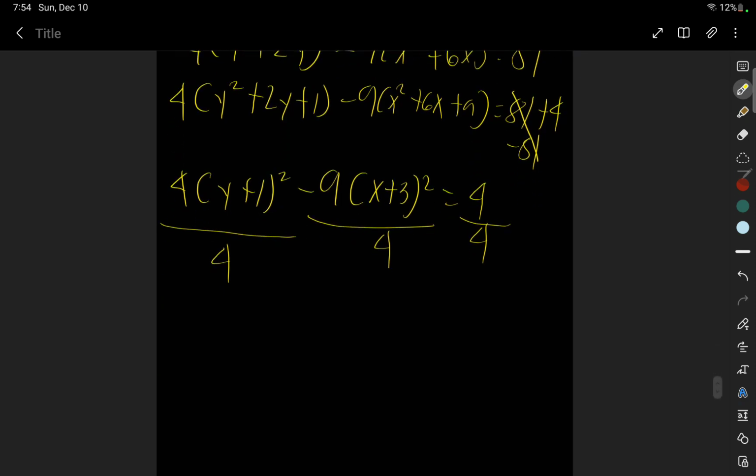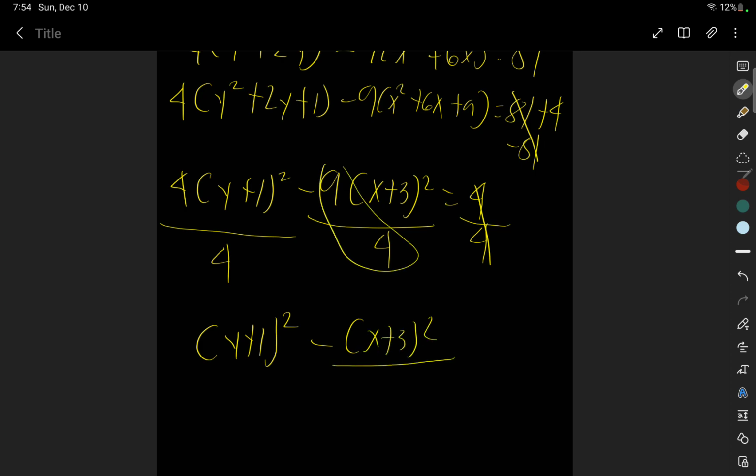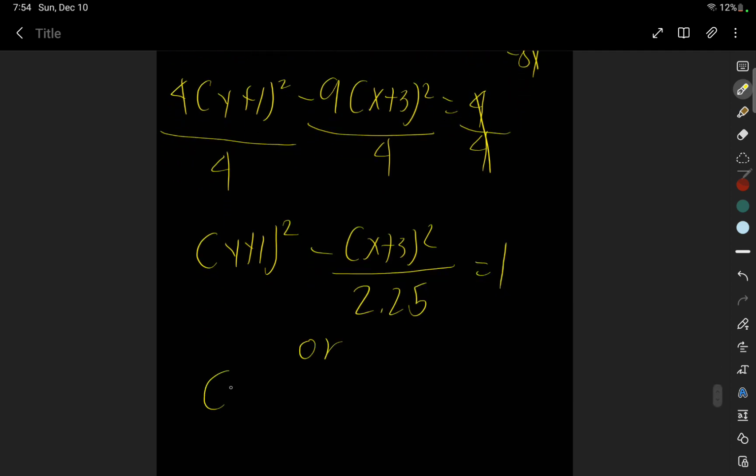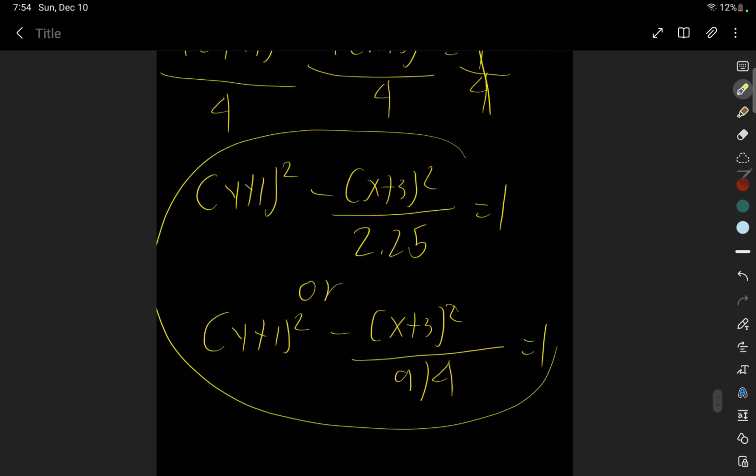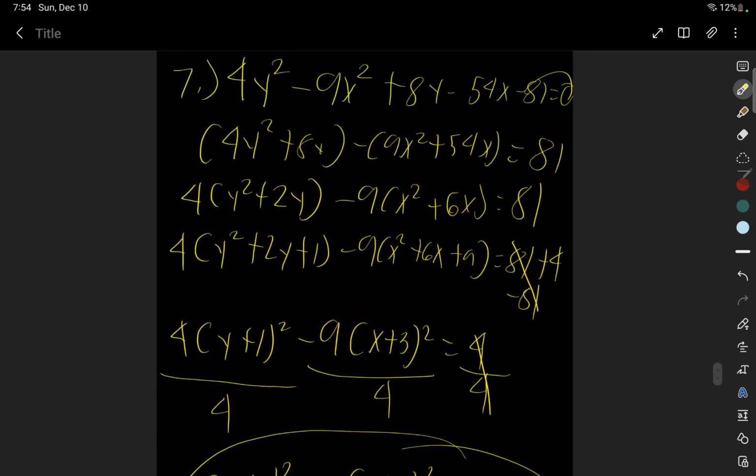Then divide both sides by 4. Okay, so may (y + 1)^2 minus (x + 3)^2, tapos ito naman, 9 divided by 4, calculator, 2.25, equal to 1. Or another answer could be (y + 1)^2 minus (x + 3)^2 over 9 divided by 4 equal to 1. So this is your standard equation. So that's all. Thank you for listening.